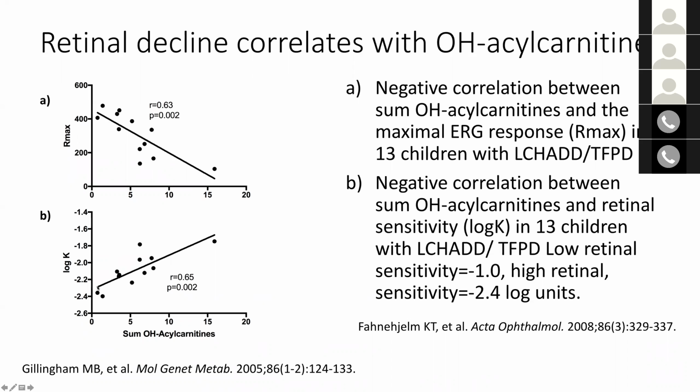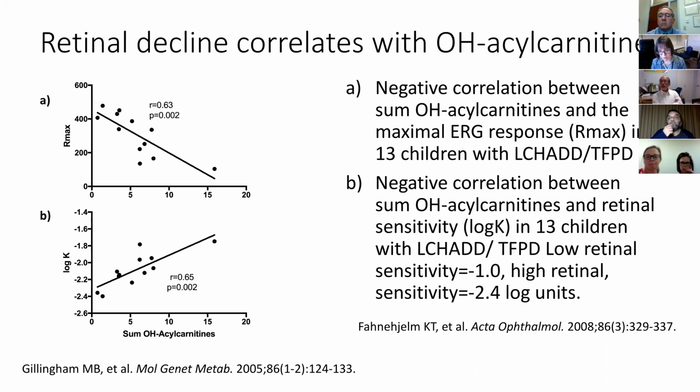The log K is a similar measure that we do in electroretinogram, but again, a good vision or a sensitive retina would be up here, or a high sensitivity would be down here, and low sensitivity would be closer to 1. So the more sensitive the retina, the lower the hydroxyacylcarnitines in this cohort, suggesting that perhaps some of that variability has to do with the accumulation of potentially toxic intermediates, hydroxyacylcarnitines and/or hydroxy fatty acids, in the retina that might affect the function of the retina.